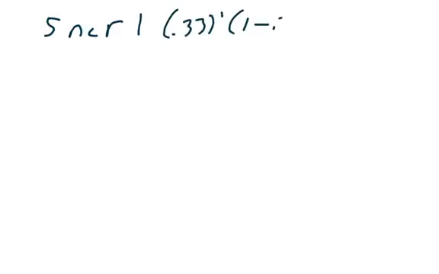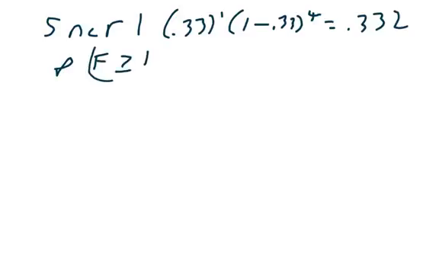Alright, for the last one, we're going to choose 5 Californians independently. Let F equal the foreign born, which is 33%. So for the first one, we got 5 nCr 1, 0.33 to the first, and 1 minus 0.33, which is 0.67, to the fourth, because 4 of them are not. And when you plug that in, you get 0.332.